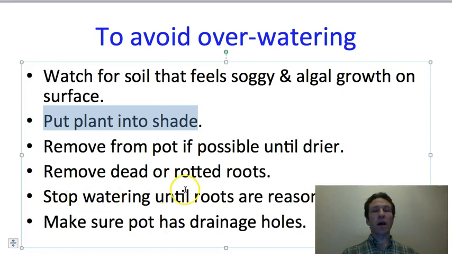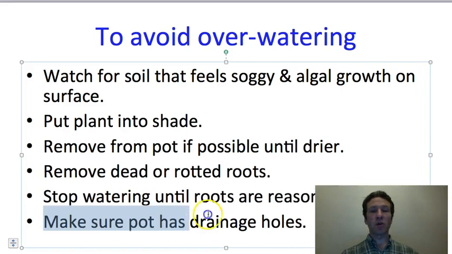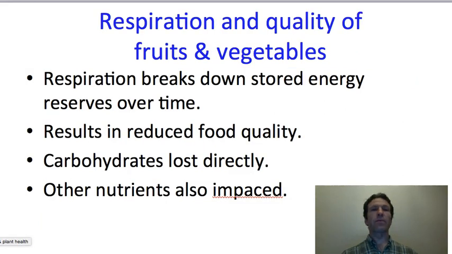Stop watering until the roots are of a reasonable dampness or the soil is reasonably wet, and then the plant can be returned to the pot. If it's a pot that did not have drainage holes, then replant it into one that does, or create some drainage holes yourself.